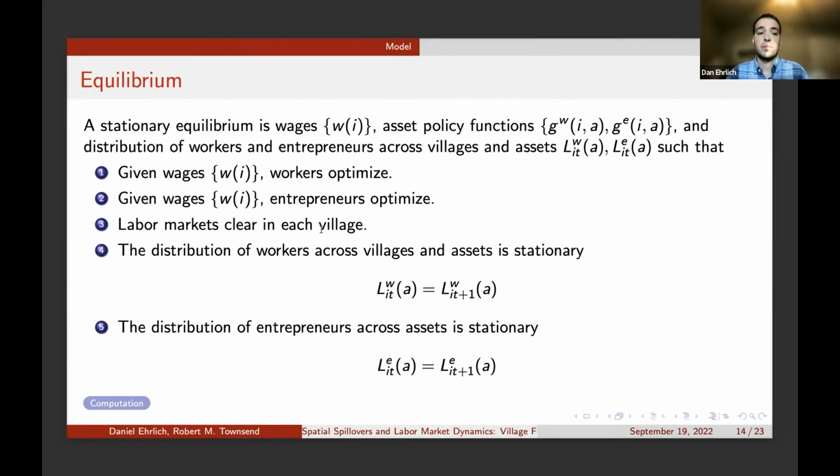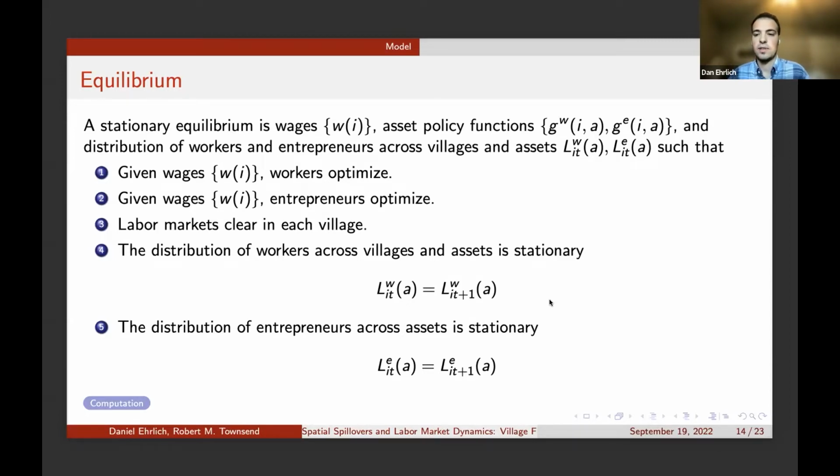We can now define an equilibrium, which is just going to be a stationary equilibrium. It's going to be a set of wages for every village, policy functions for every village and asset state for both workers and entrepreneurs, and distributions of workers and entrepreneurs across villages and assets, such that given wages workers optimize, given wages entrepreneurs optimize, and labor markets clear in each village. So the amount of labor demanded by entrepreneurs has to be the amount of labor that's available from workers. And then the distribution of workers across villages and assets is stationary, and the distribution of entrepreneurs across assets is stationary.